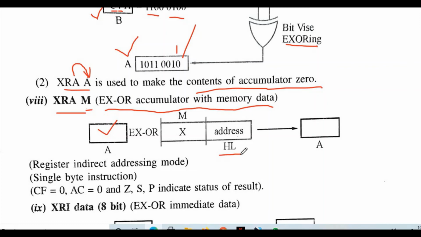This is again a register indirect addressing mode type of instruction, single byte instruction. Carry flag is 0, auxiliary carry 0, and the sign and parity flags will indicate the status of the result.